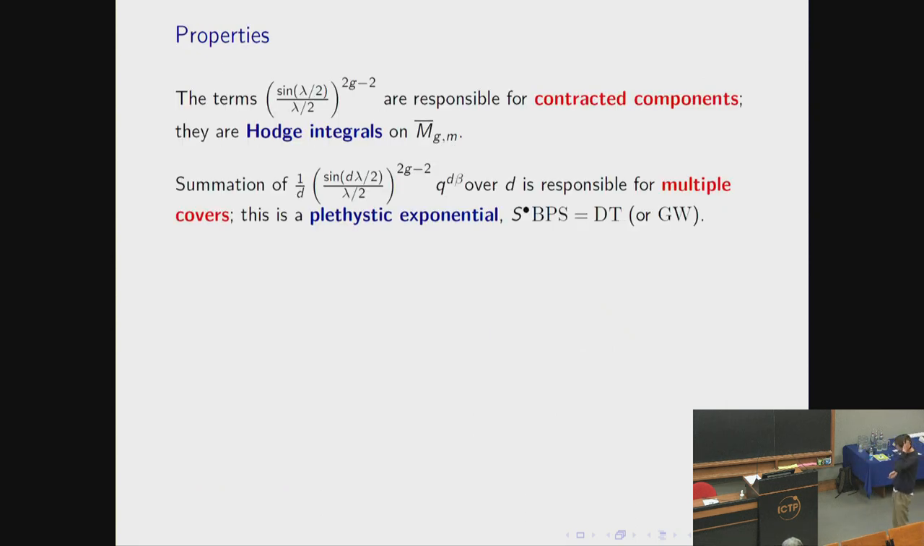So the summation over D takes care of multiple covers, and in fact, if expressed correctly in the language of Donaldson-Thomas theory, this is a plethystic exponential. And this is just a shadow of the fact that if we upgrade our invariants to some vector spaces whose dimension gives us the invariants, then the symmetric powers of the vector spaces associated to BPS invariants or Gopakumar-Vafa invariants is naturally isomorphic to a vector space associated to Donaldson-Thomas invariants or equivalently Gromov-Witten invariants.